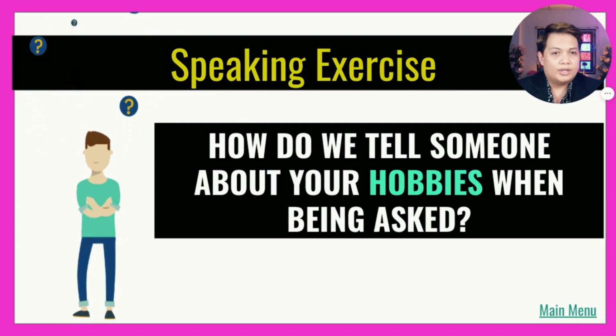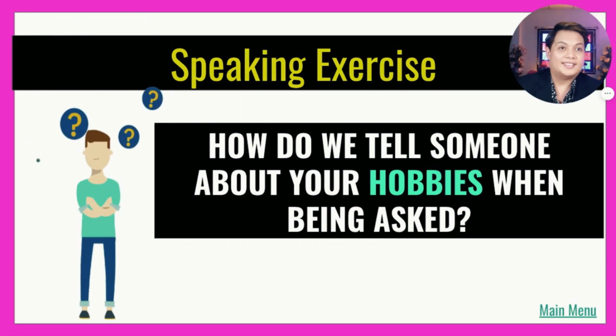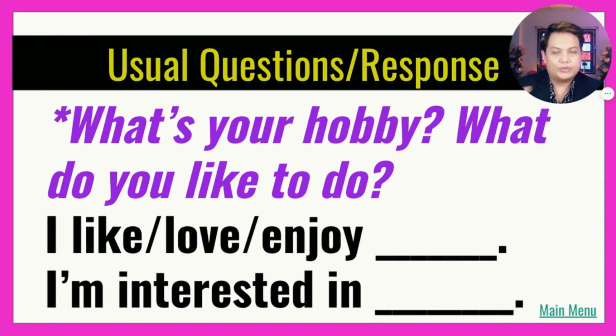So how do we tell someone about your hobbies when being asked? The person could ask you, what's your hobby? Or what are your hobbies? And what do you like to do? You could answer this question by starting with, I like, or I love, or I enjoy, then followed by your hobby. Then you could say, I'm interested in. For example, for me, I'm interested in playing chess.